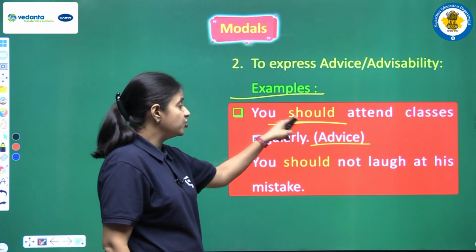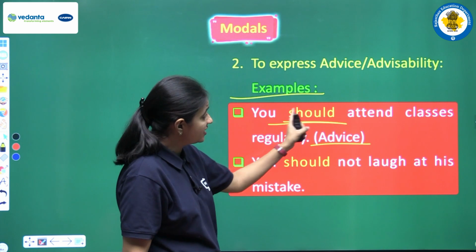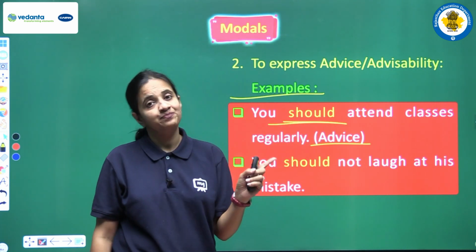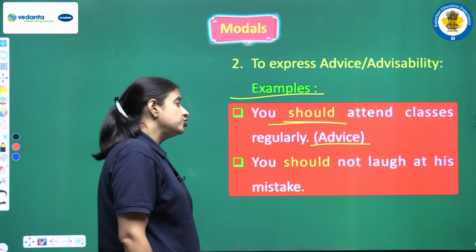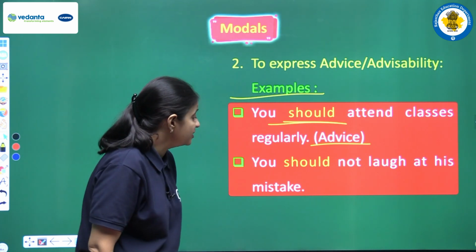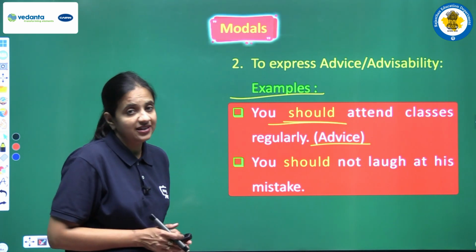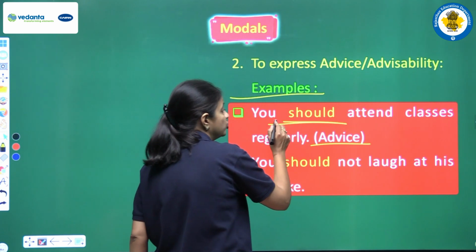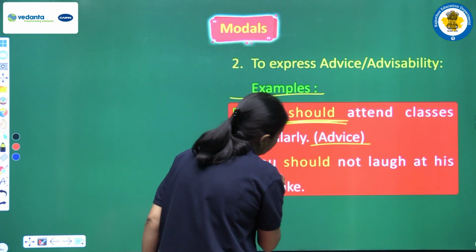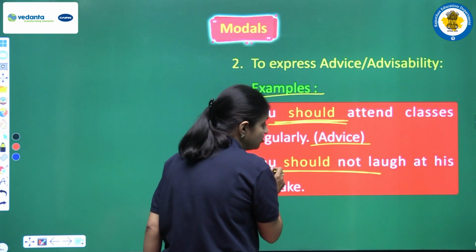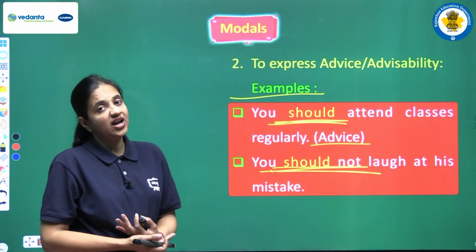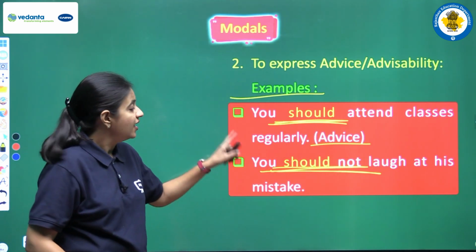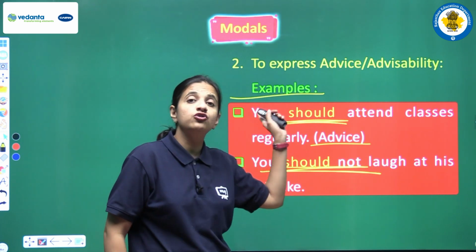So we are using should and we are saying that you should attend classes regularly. Okay, second example that we are having here is you should not laugh at his mistake. So here one thing is clear, that should can be used in a positive sentence and it can be used in negative sense also, because here again we are giving the advice, but here we are using a negative structure and we are saying that you should not laugh.